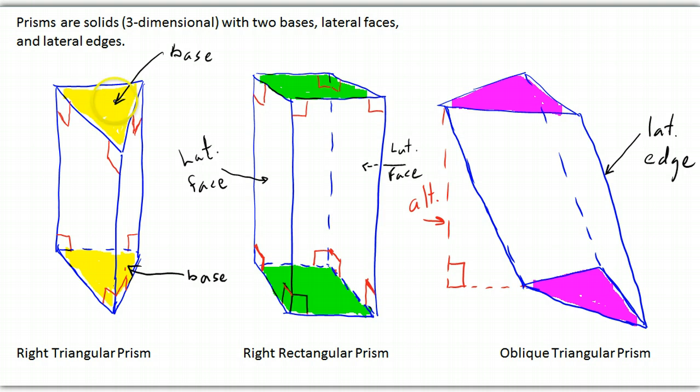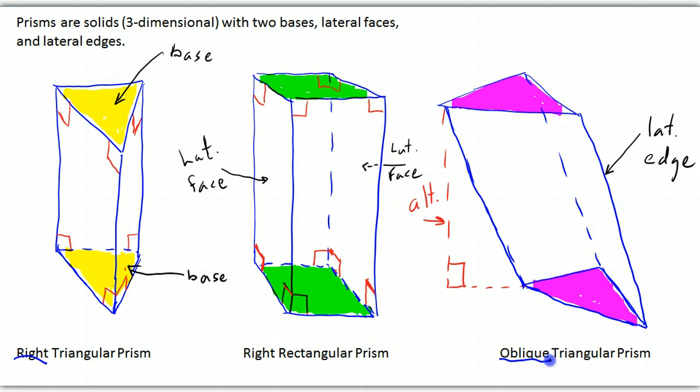So I've shaded in the two bases on each of these prisms here. And the sides of the prisms we call lateral faces. So this is a right triangular prism because the lateral faces are perpendicular to the bases. That's why it's called a right triangular prism. And it's triangular because the base is a triangle. This is a right rectangular prism because the bases are rectangles.